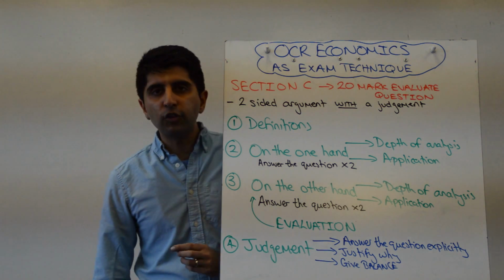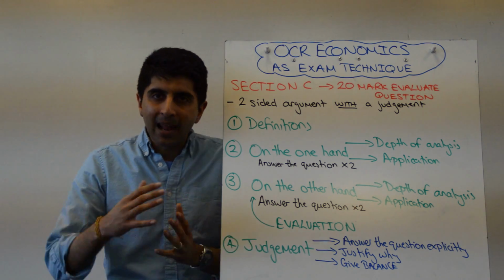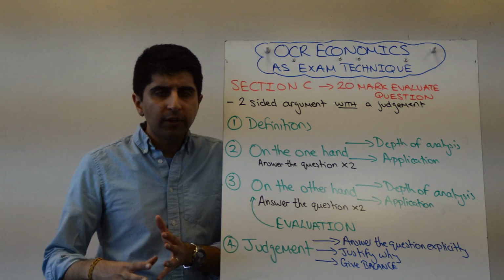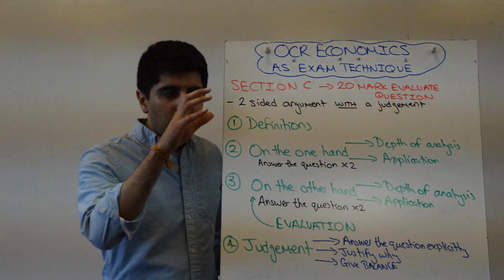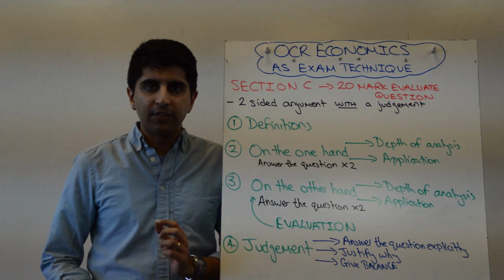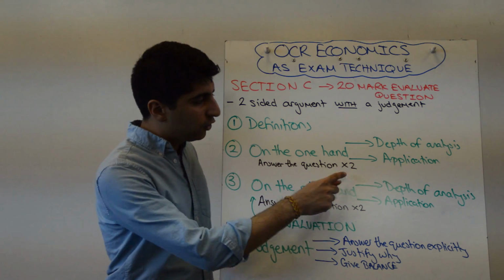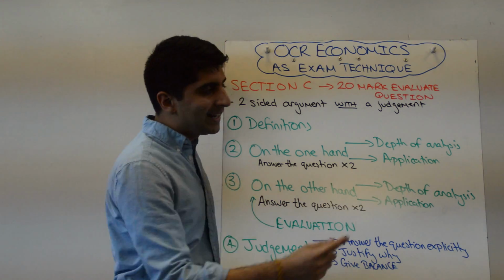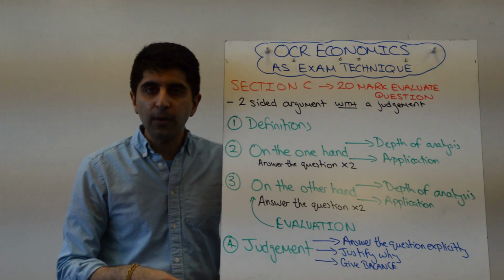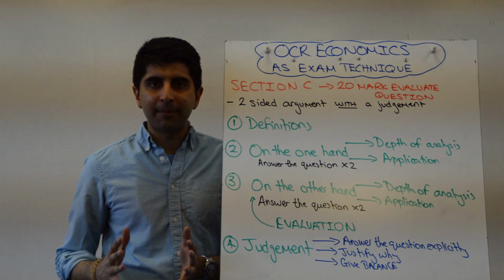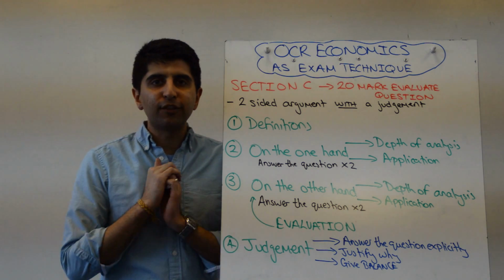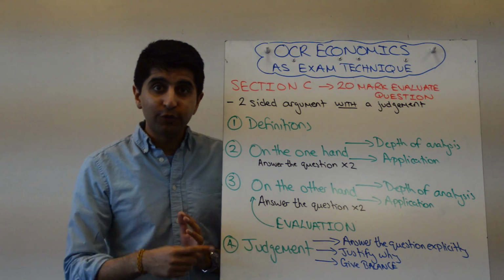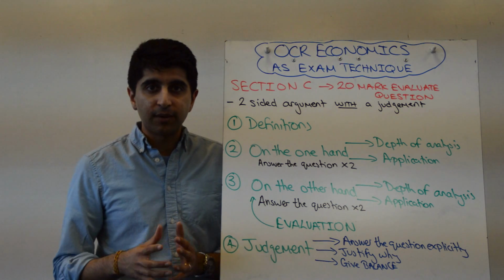Then go straight into your, on the one hand, let me answer the question. What are my points on one side of the argument, to answer this question? You're looking to make 2 points on the one hand, and both of those points need to be explained in depth, as I mentioned in my last video. Assume nothing of the examiner at all. Assume the examiner doesn't know any economics. That will force you to write in serious depth.